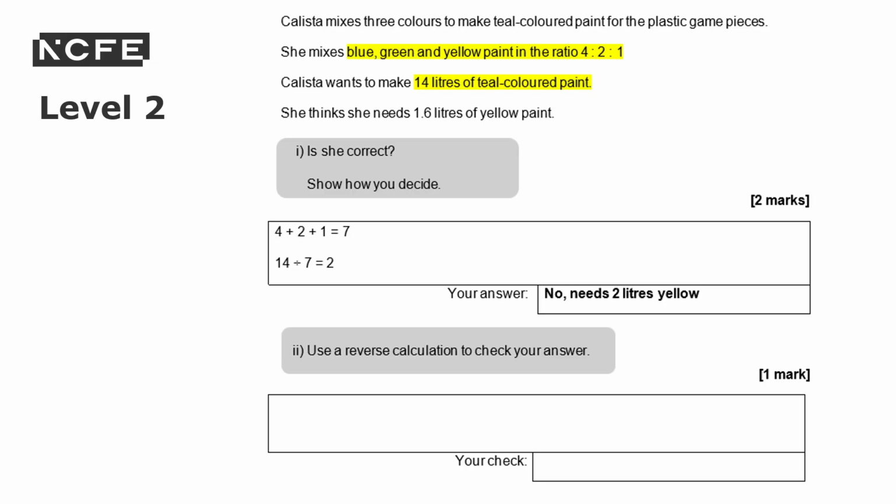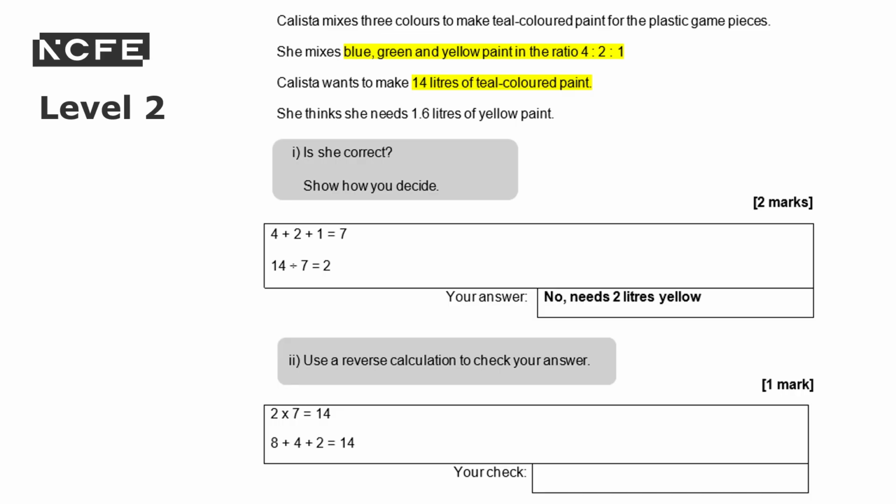And then we've got this: use a reverse calculation to check your answer. And our learner has reversed the 14 divided by 7 equals 2. So they've calculated that if 1 part is 2 litres, multiply that by the 7 parts, we get 14. So yes, we're happy with that.